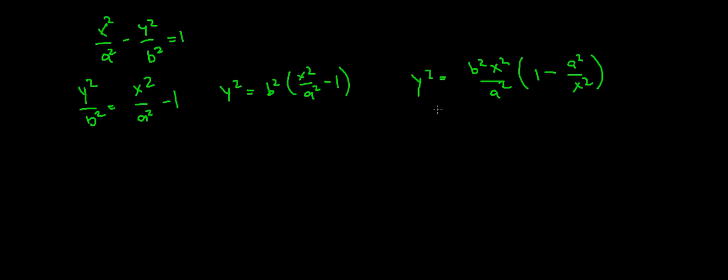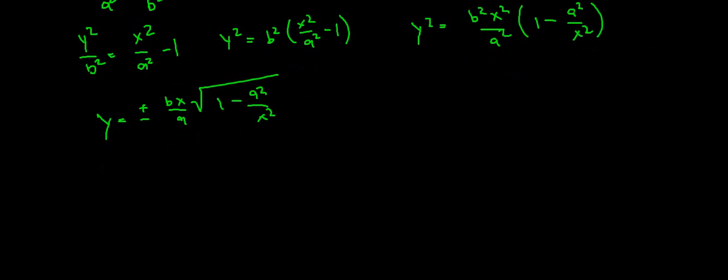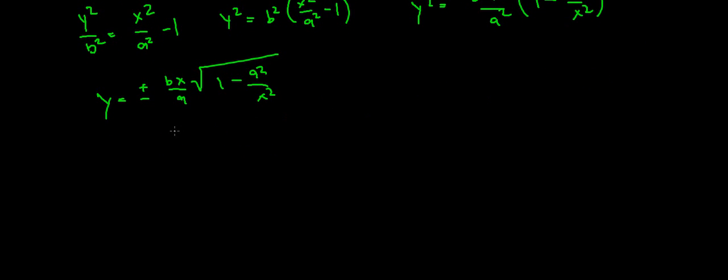From here, take the square root of both sides. It's going to be plus or minus b over a, times x, times the square root of 1 minus a squared over x squared. And now it becomes a limit problem. I'm just going to take the limit as x goes to positive infinity and negative infinity. I'll do positive infinity first.